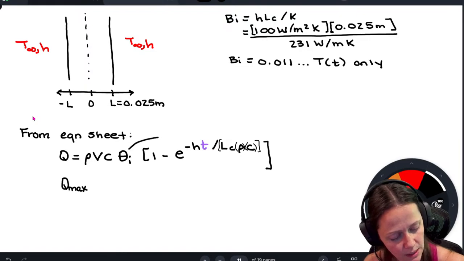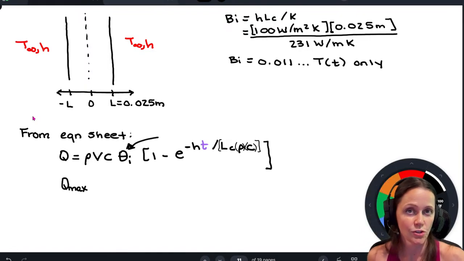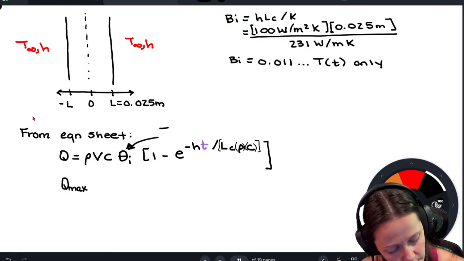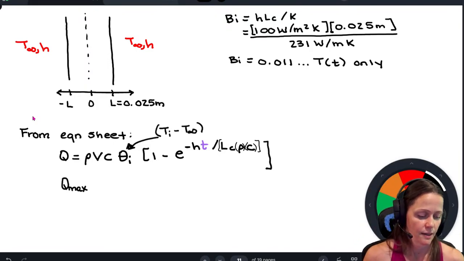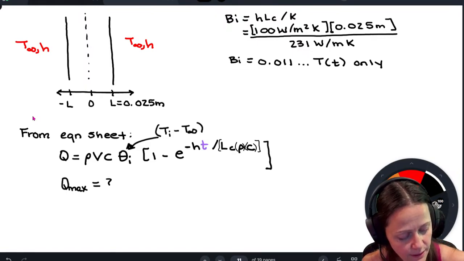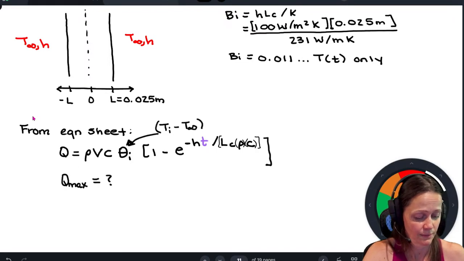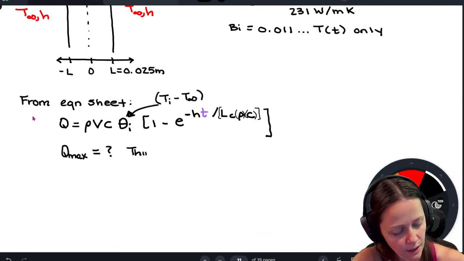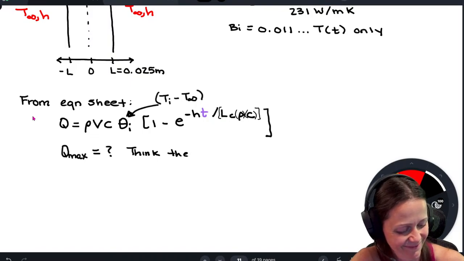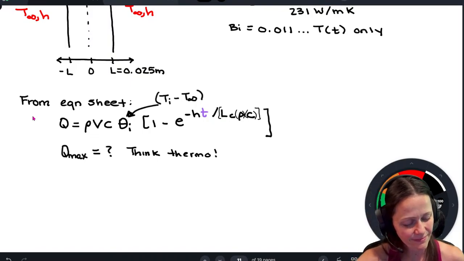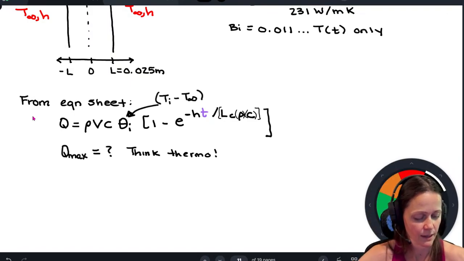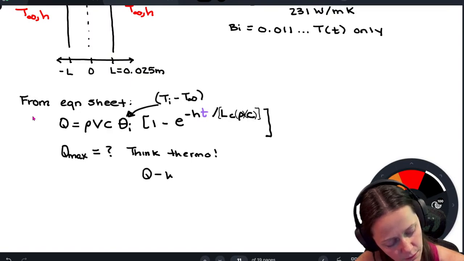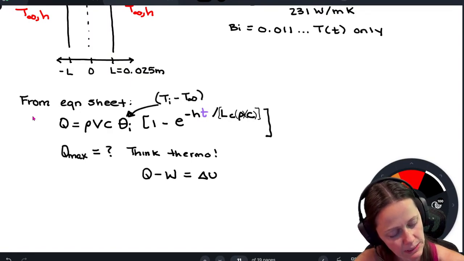So remember this theta i? This is just the difference between the initial temperature and T infinity. So it's T initial minus T infinity. If I think about Q max, I'm going to think back to thermo. So if I applied my first law to that slab, it looks like this.